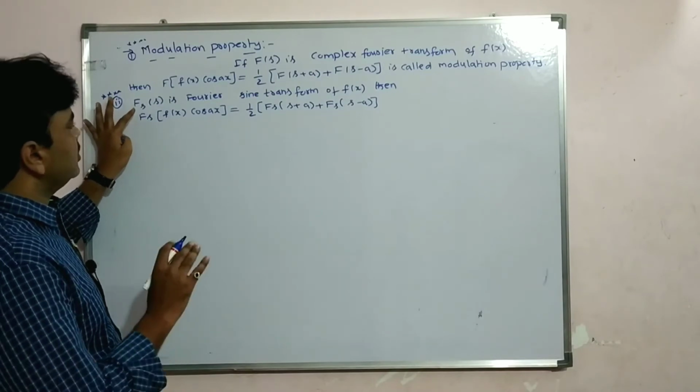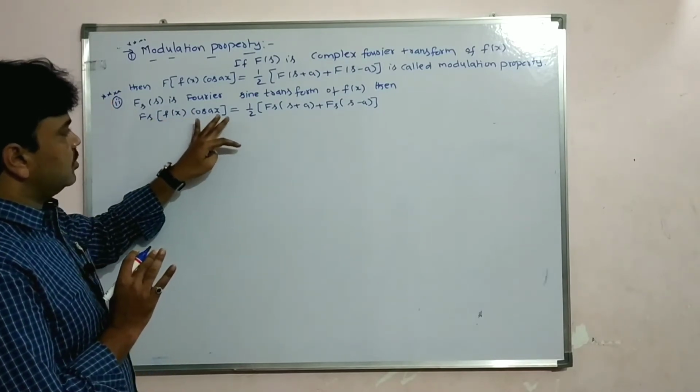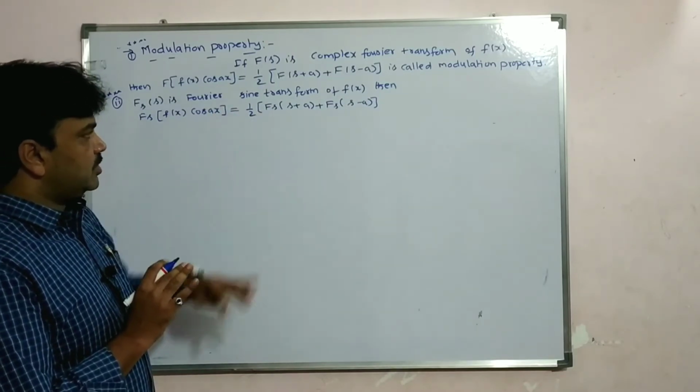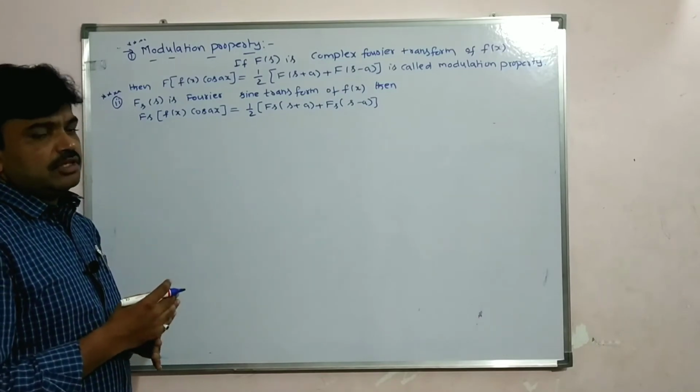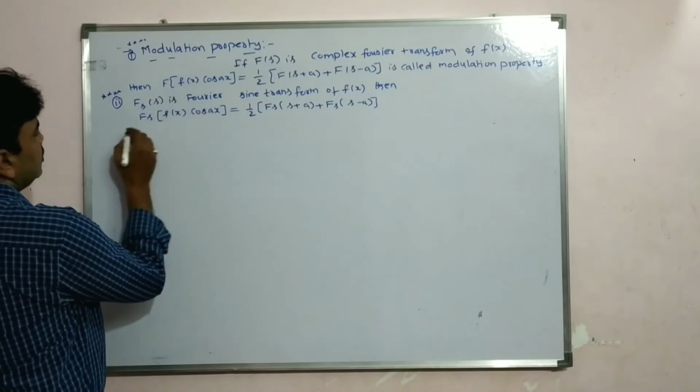If it is the Fourier sine transform, then Fs of f(x) cos ax is equal to 1/2 [Fs(s+a) + Fs(s-a)]. If we are given the Fourier cosine transform, we can do it in a similar manner, students. Right? Let us see the proof.